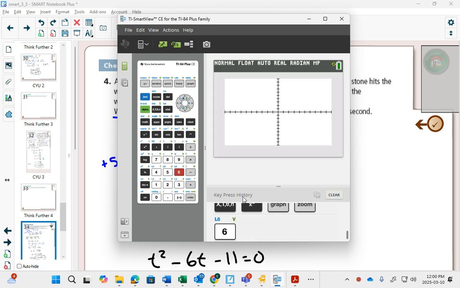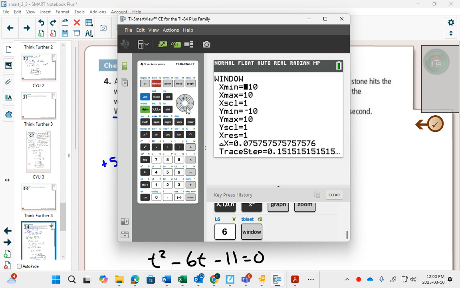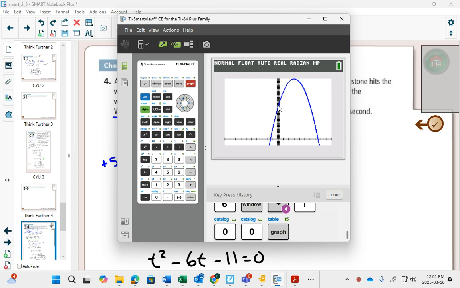Probably your window might be set on the standard window, looks like this. Line goes up. If I change my window just to show, I'm going to go up to 100 because I knew I was starting at 55. Person threw it up pretty high. And then it comes back down. Does it make sense that this x-intercept is our solution? Because this is us starting on the cliff here, throws it way high in the air, comes back down, hits the water right here.